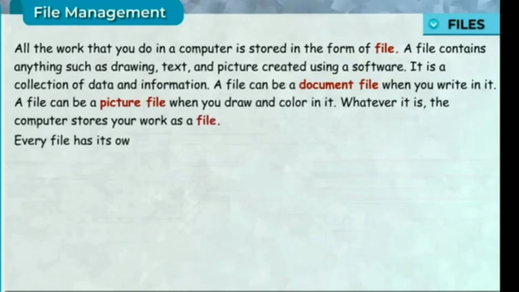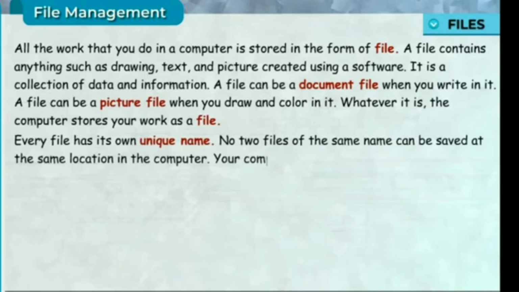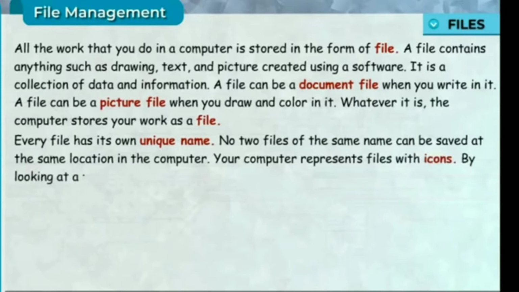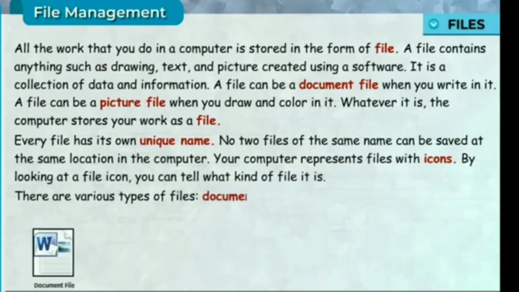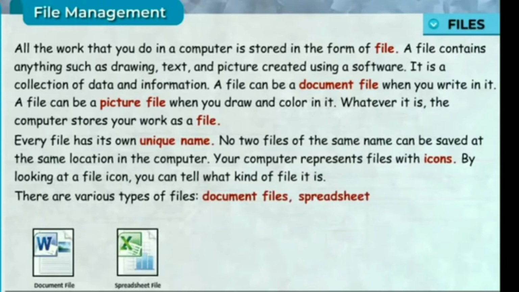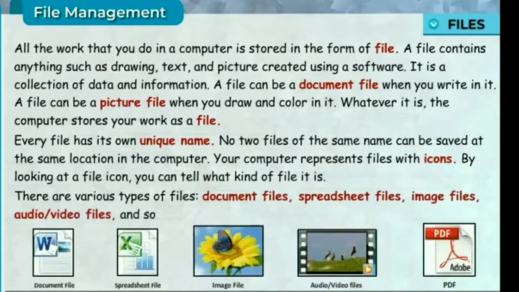Every file has its own unique name. No two files of the same name can be saved at the same location in the computer. Your computer represents files with icons. By looking at a file icon, you can tell what kind of file it is. There are various types of files: document files, spreadsheet files, image files, audio-video files, and so on.